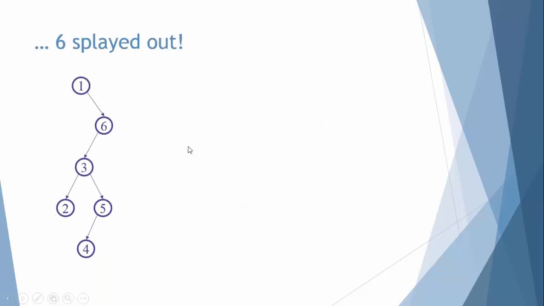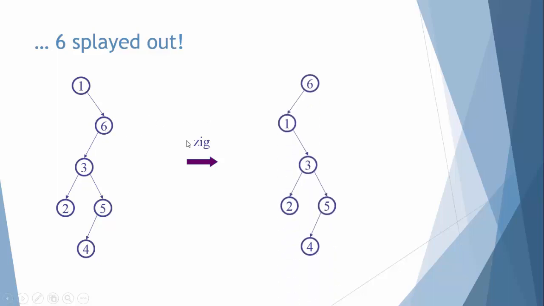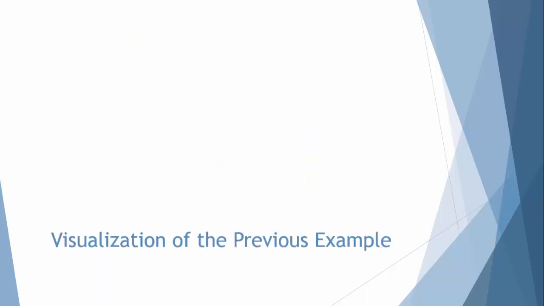The last step in splaying 6 is a single rotation, because here we have a zig pattern, and 6 becomes the direct child of the root. Just do a single rotation by changing the roles of 1 and 6. 6 becomes the parent, and 1 becomes the child, and the 3 becomes splayed to 6.